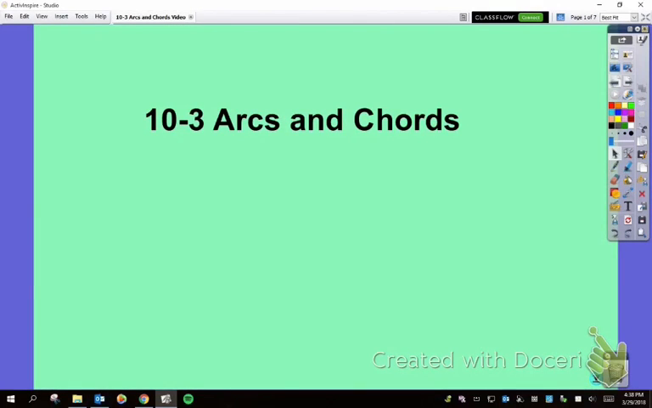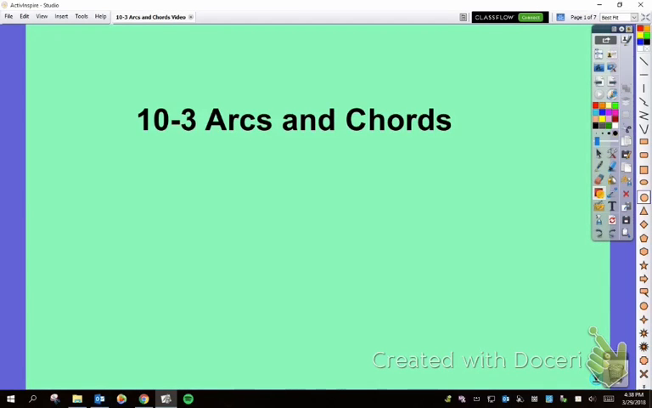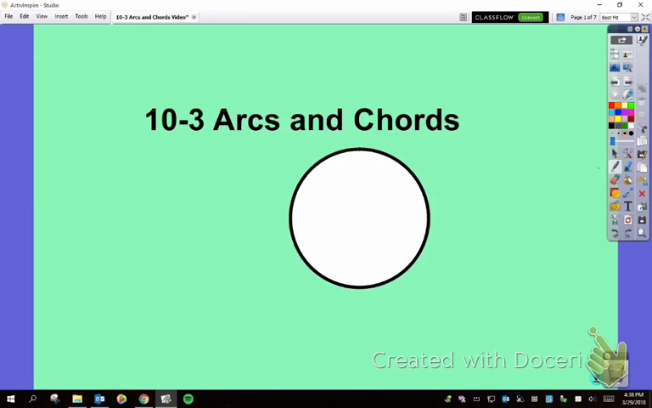Okay, so today we are moving into arcs and chords, and what we've been talking about is central angles. When we have a central angle, that is the angle in the center of your circle. So just as a refresher before we jump into arcs and chords, our central angle would be there, and then our arc would be the same measure.